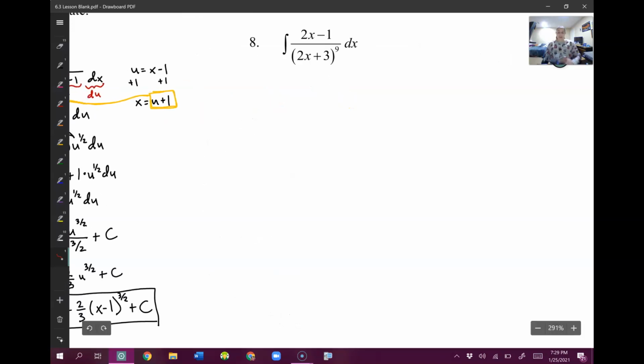So let's try the same process on number 8. And I'm going to have you start this one off. So once again, I'll start you with the hint that usually what is on the inside is your u. So start off with that, and then I'll come back partway through to give you a check and see how you're doing.